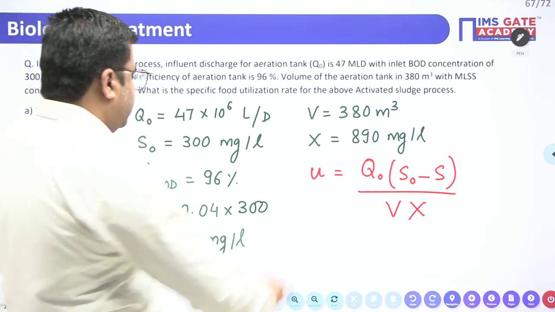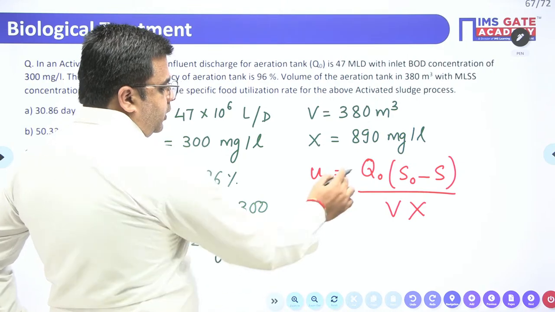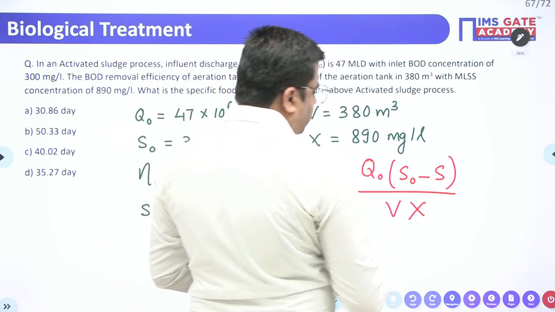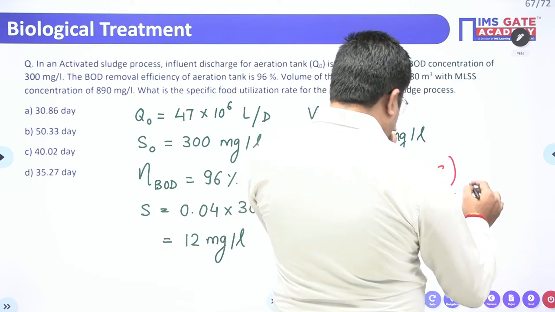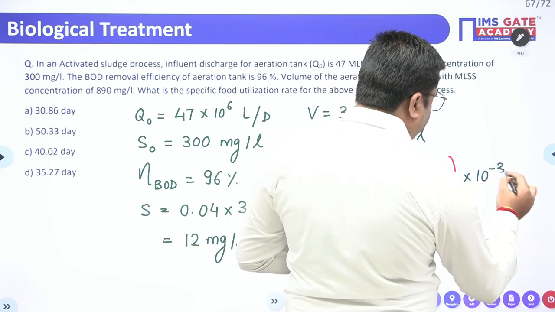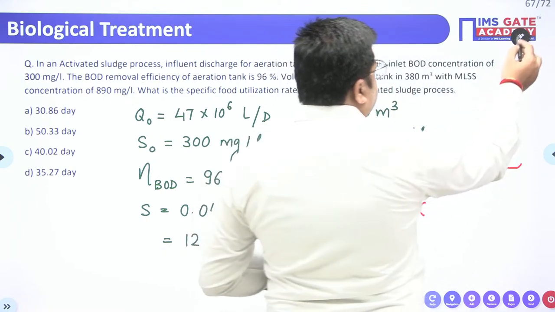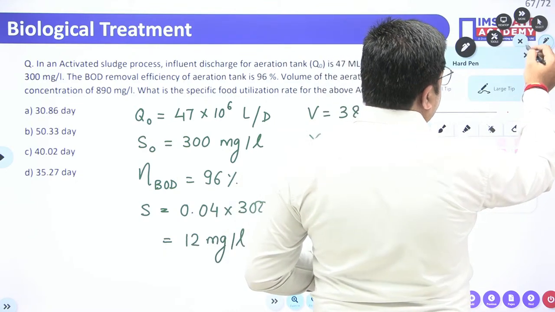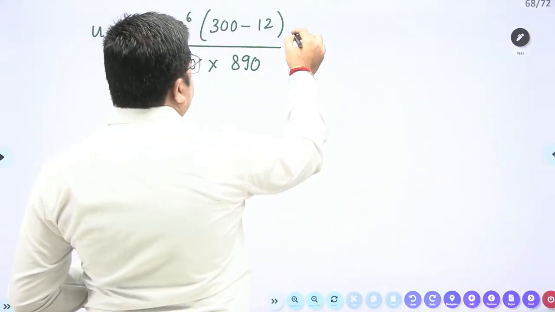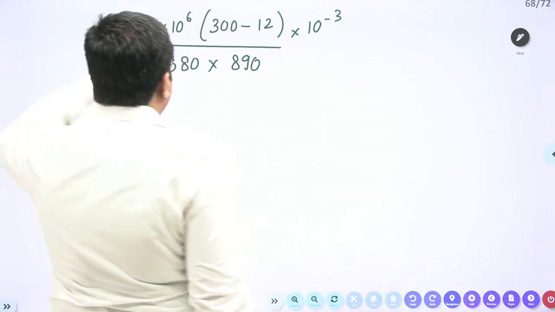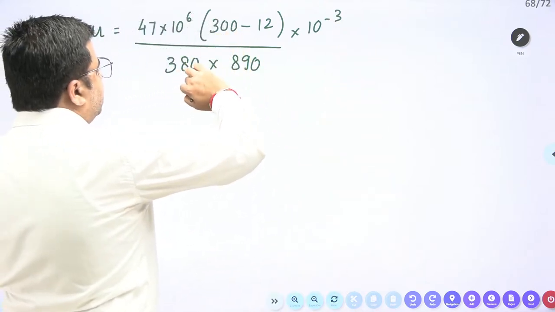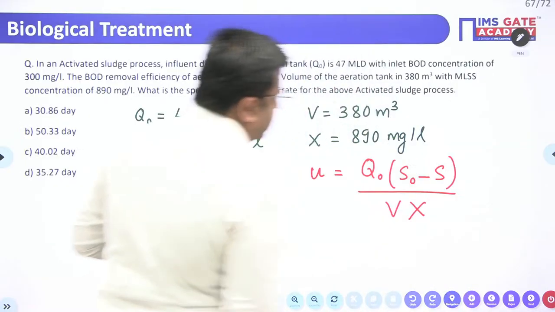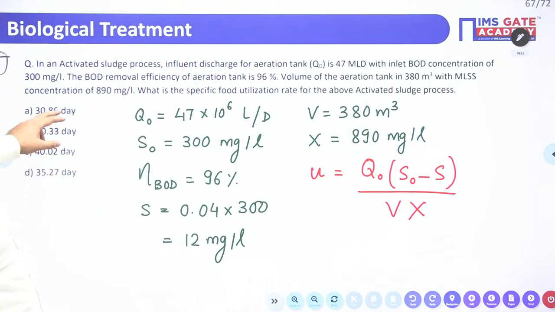So meter cube, this is in milligram. This one is also milligram per liter. This Q naught is in liter per day. In order to convert into meter cube per day, this has to be multiplied by 10 raised to the power minus 3. So it is converted into meter cube per day. This is in milligram per liter, this is also in milligram per liter, so these two units cancel out. This is in meter cube, right? So specific food utilization rate you will get in days.